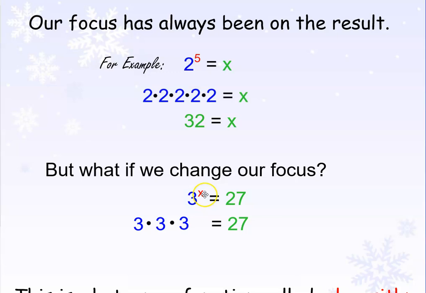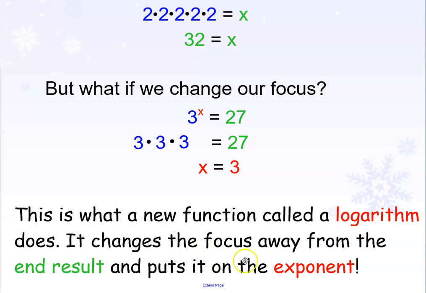So in this case, what is the exponent? What is the number that represents our growth rate, our time? That's 3. So this is what a new function called logarithms does. This new function changes the focus away from the end result, and it puts that focus on the exponent. The exponent becomes what we want to concern ourselves with.